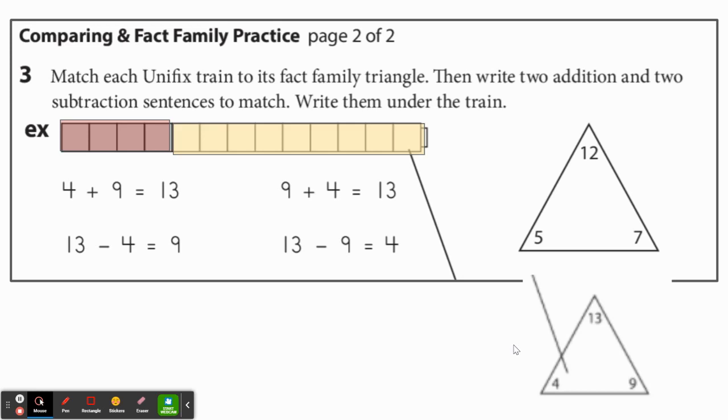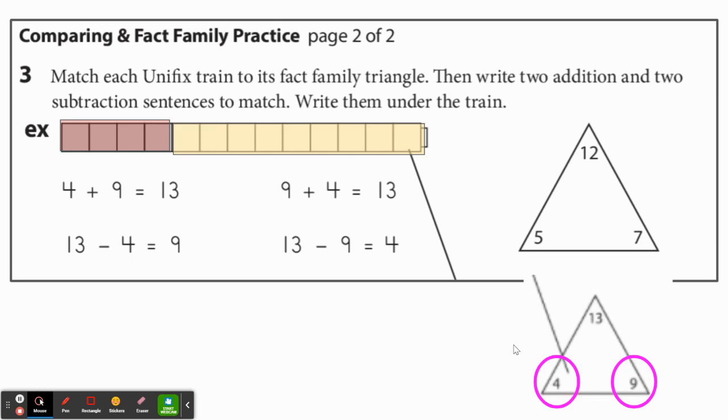From there, I'm going to work to create number sentences to match my Unifix cube train. I see 4 and 9. 4 plus 9 equals 13. I can also swap the add-ins and make it 9 plus 4 equals 13. So 4 plus 9 or 9 plus 4. Whichever way you add it, you will still get 13. So those are my 2 addition number sentences.